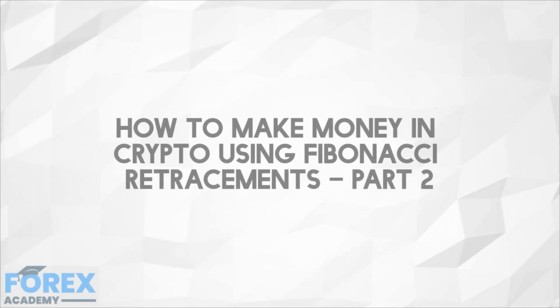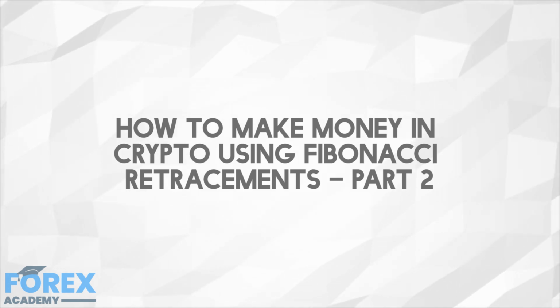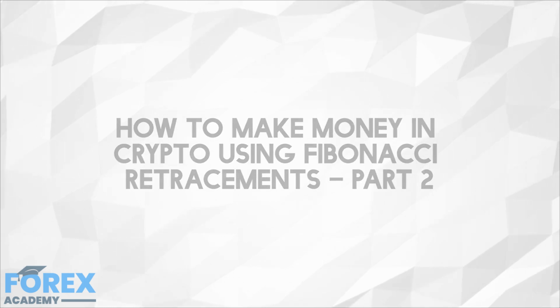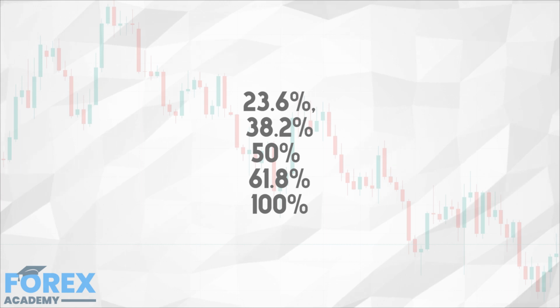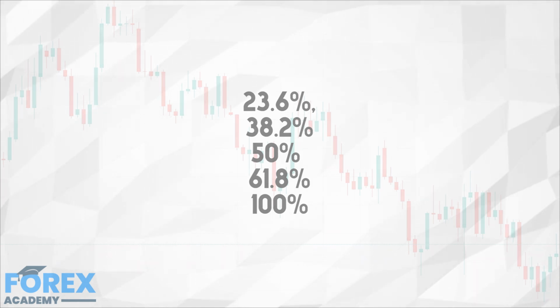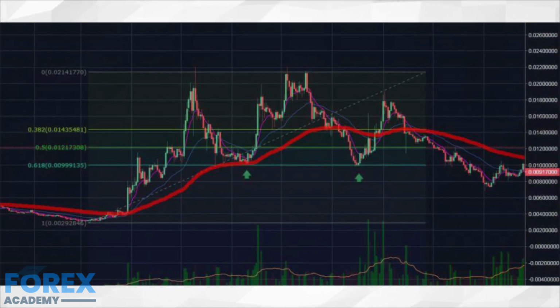In today's edition, we're going to be discussing how to make money in crypto using Fibonacci retracements, part 2 of 2. What do Fibonacci levels represent? The Fibonacci levels used within crypto trading are 23.6%, 38.2%, 50%, 61.8%, and 100%. They represent psychological barriers that repeatedly show up within the crypto markets.